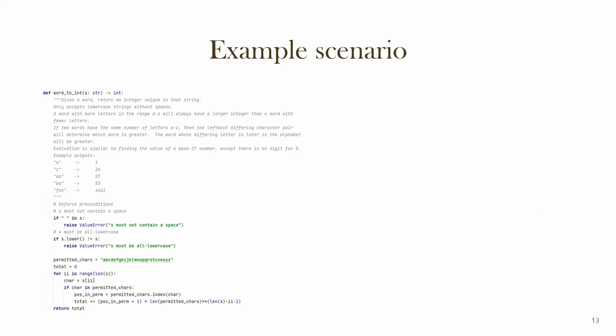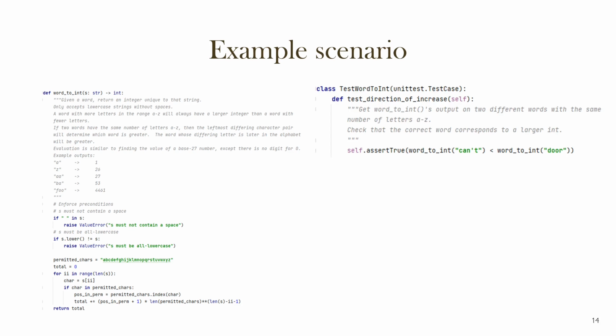Suppose a user has written the function word2int, shown here. The intent of their function is to convert a single word to an integer unique to that word. One rule is that for 2 words that have the same number of letters A through Z, the word which occurs later in alphabetical order should result in a higher integer. The user wants to check if this rule holds, so they write a set of tests, including this one. This test makes the function produce integers for the words can't and door, and only passes if the integer for door is higher. However, the test fails, and the user is unsure why.